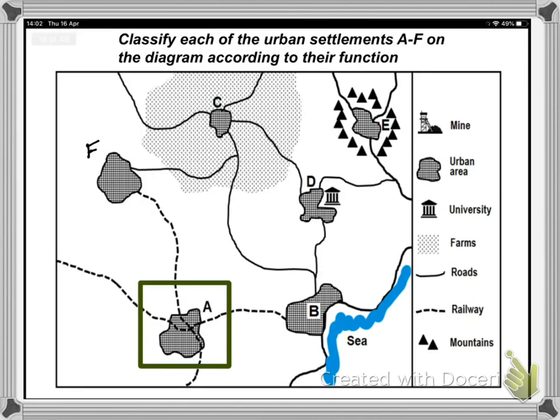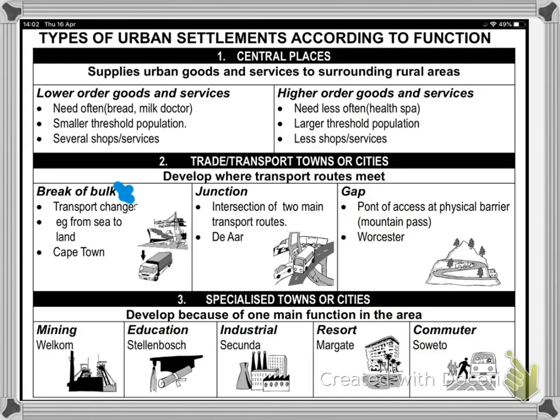Good. Now we go on to C. What is our clue there? Definitely go to your key, and we will see there are farms. That all is farmland. So now we go back and look at number 1, central places. It supplies urban goods and services to surrounding rural areas, and farms are of course your rural areas. So this town is basically providing the urban services and any product that these rural areas might be looking for.